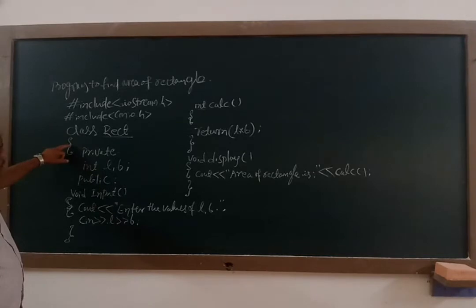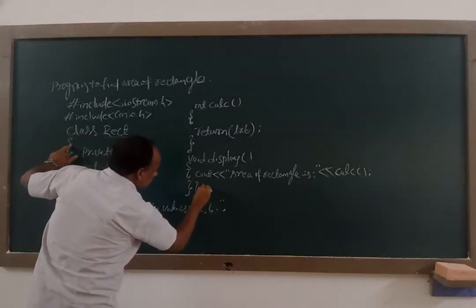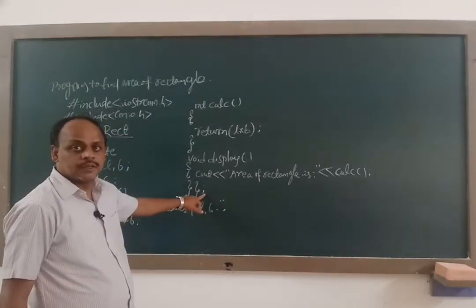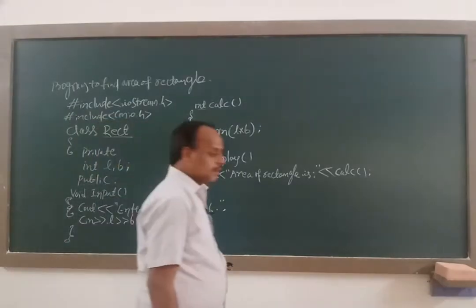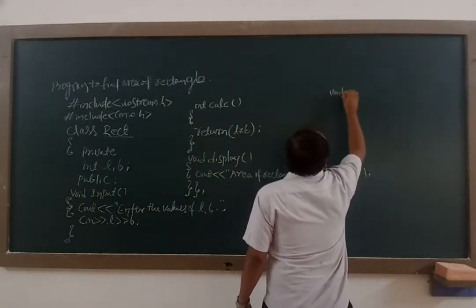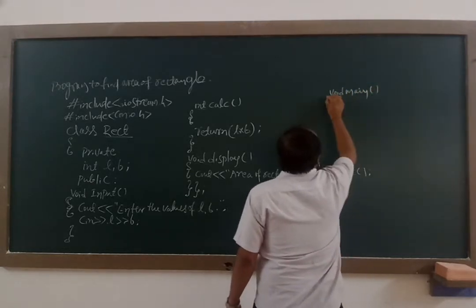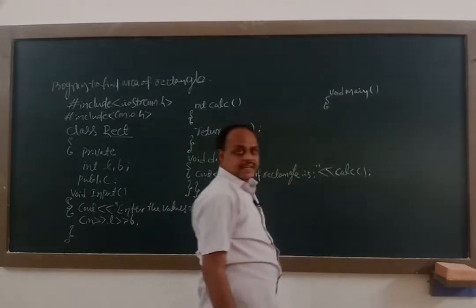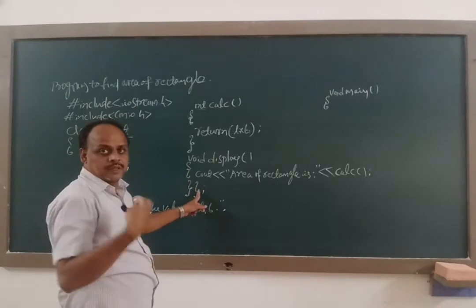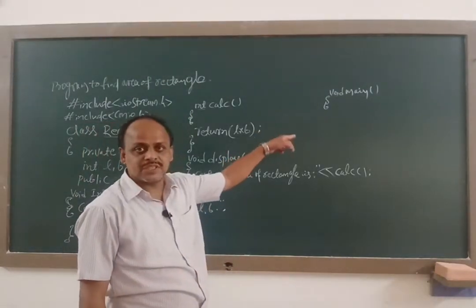Now the class is opened here. The class must be closed with a semicolon. Now go for writing the main function code, that is void main function, open flower bracket. What is the next step? We have not declared an object here. It is possible to declare the object here, otherwise it is the main function's first statement.